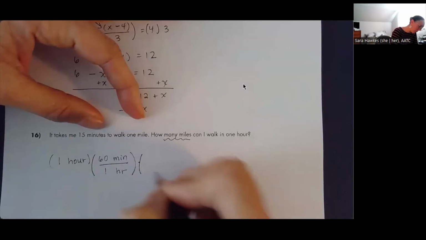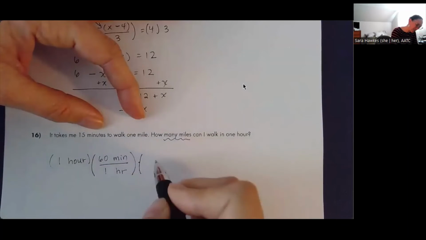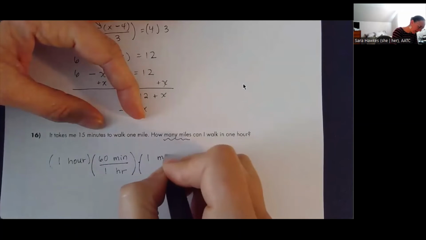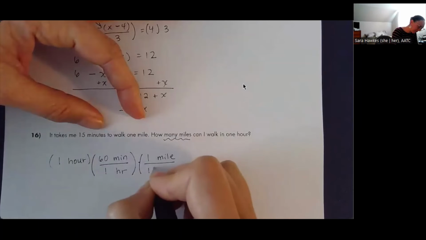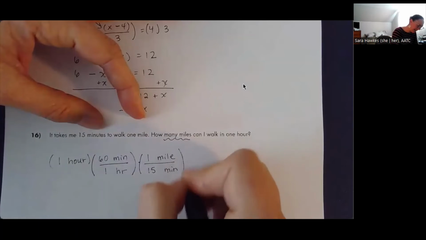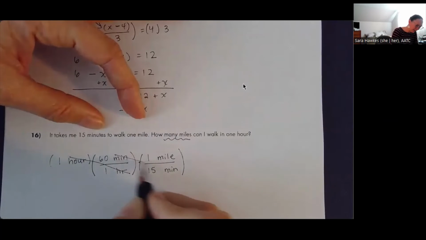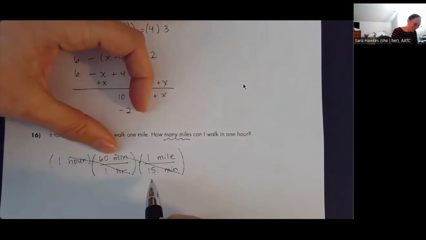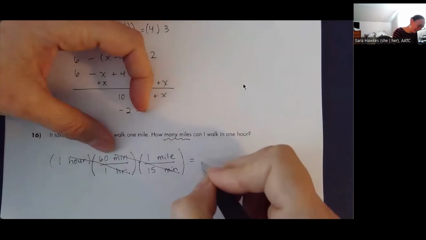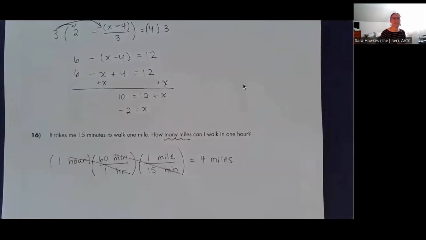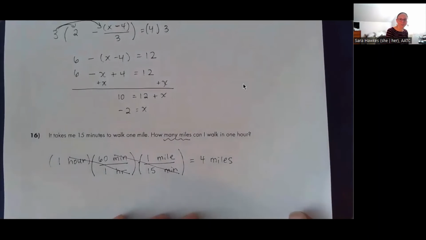And then I know that I want my final answer to be in miles. So that means I'm hoping to get our miles on the top. And I've got 1 mile per 15 minutes. And now I'm hoping all our units work out, and they should. My hours would cancel and my minutes would cancel. And 60 divided by 15 is going to give me 4. So my final answer is that I can walk 4 miles. Again, this one, if you can do it and correctly get the answer in your head, totally fine to just skip to the final answer of 4 miles.